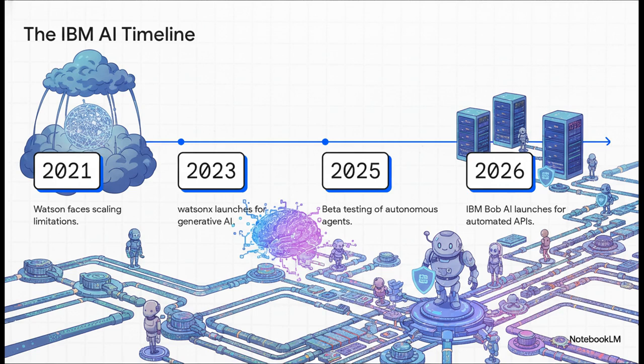Then in 2023, IBM pivoted with the launch of Watson X for generative AI. But the real breakthrough? That started taking shape in 2025 with the beta testing of autonomous agents. This was a completely necessary pivot away from centralized cloud models because of strict data sovereignty laws. And that leads us straight to 2026, the launch of IBM Bob, introducing completely decentralized, localized agentic workflows.